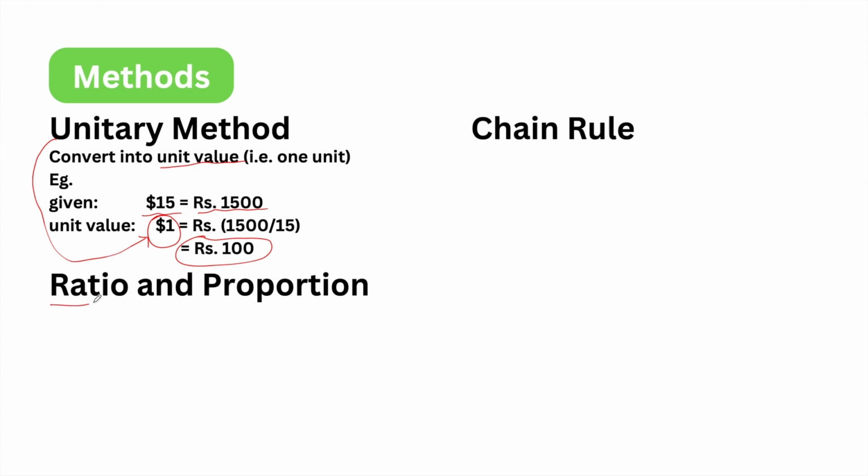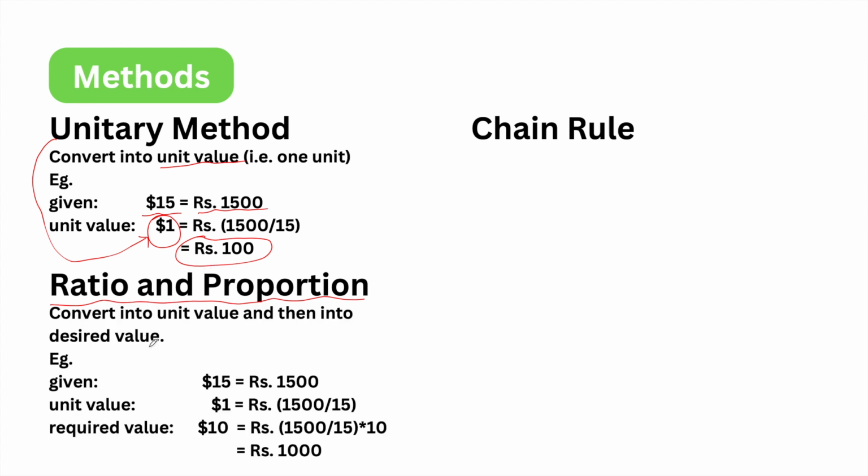And ratio and proportion is basically the extension of unitary method. First we will find the unit value and then find the desired value. Here the first two steps are from unitary method. We first find the value of $1 and then to find the value of $10 we multiply the value of $1 by 10. So this is about ratio and proportion.